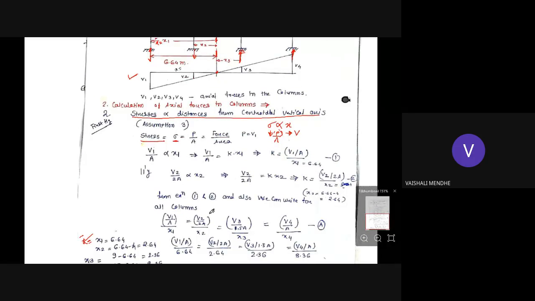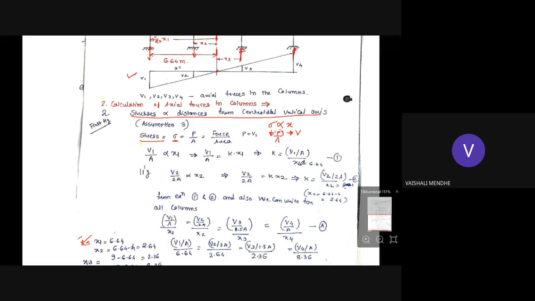Similarly, we can write this relation for all the columns. For the third column the area is 1.5 A, and for the fourth column the area is A. So from all the four equations we get this relation for K. From 1, 2, 3 and 4, I have written only two equations here. Directly you get the K value from the first equation: V1 by A divided by x1.